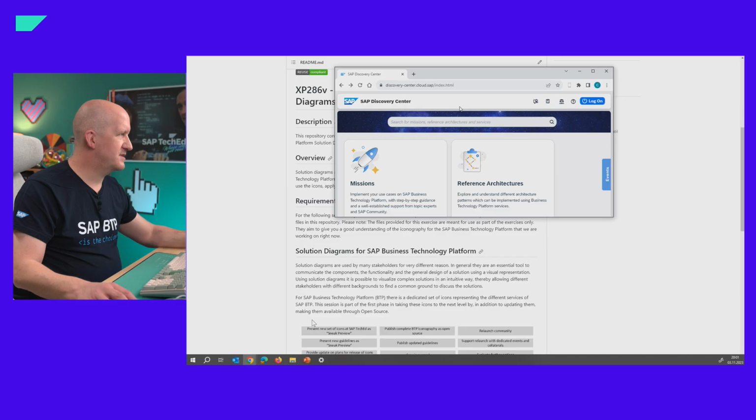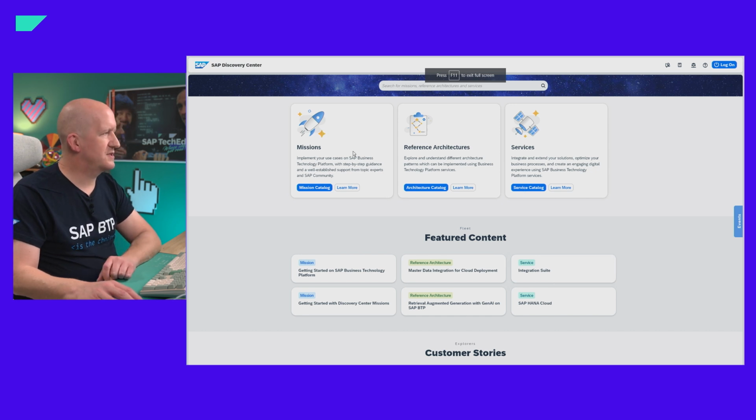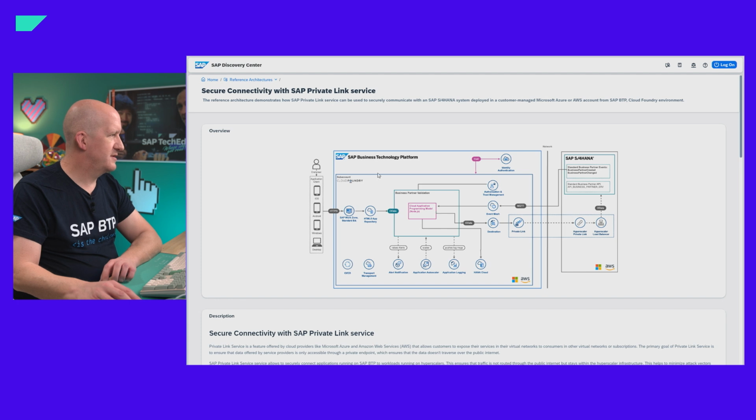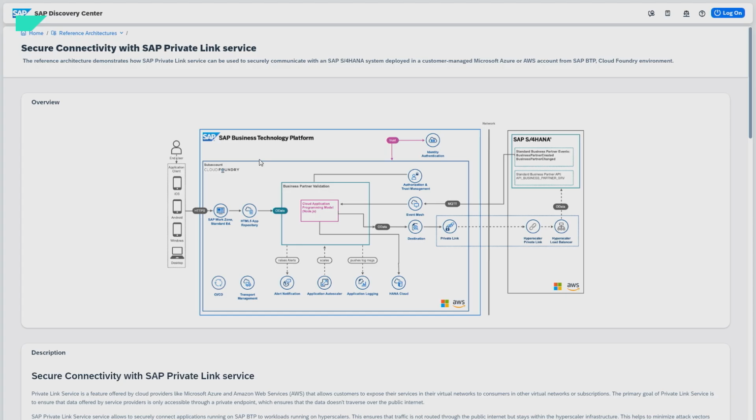This is the Discovery Center, as maybe a lot of people will already know. In addition to missions, use cases, and services, there's something new: the architecture catalog. Just to show you what I'm talking about, it doesn't really matter which one we are looking at right now, but this is one of the solution diagrams I'm talking about. As you can see here, the solution diagram mainly consists of icons, arrows, and boxes, and obviously names, product names, whatever. So what you see here is basically one of the architectures, one use of solution diagrams.